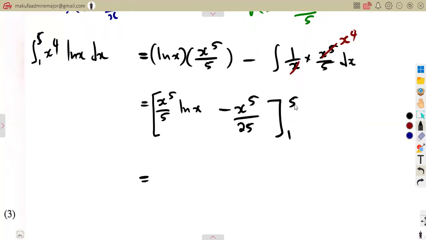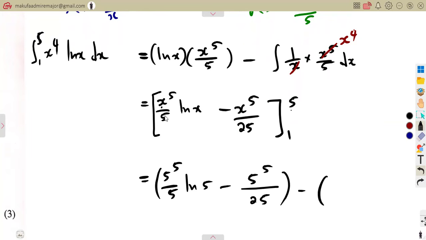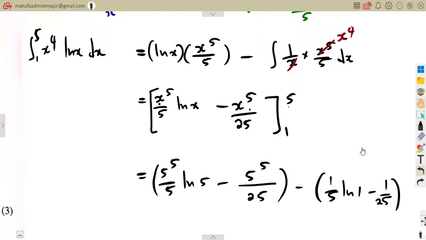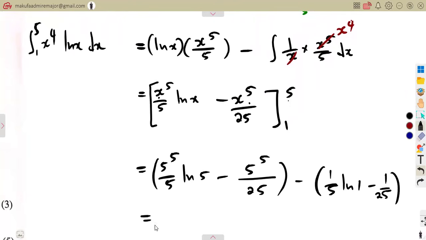So with our limits, remember upper limit minus the lower limit. In place of x, substitute 5 to the exponent of 5 over 5, the ln of 5 minus, in place of x, 5 to the exponent of 5 over 25. That's our upper limit minus the lower limit in place of x. So this is 1 over 5, the ln of 1. Here it's going to be minus 1 over 25. So that's it. You can simplify everything, guys.